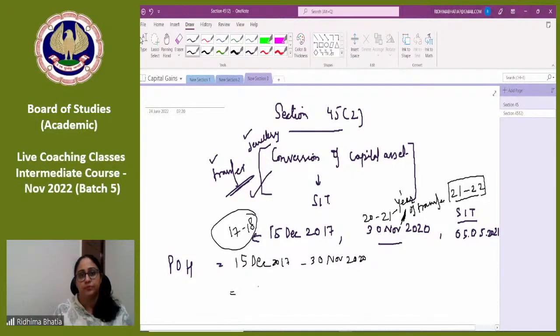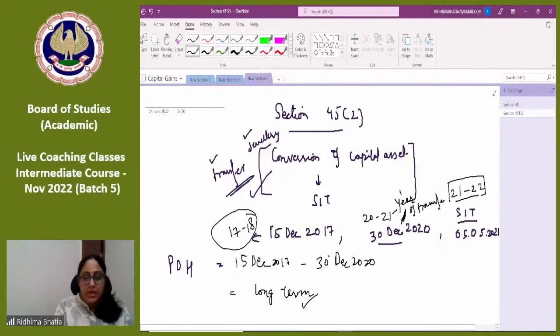It's jewelry. Or let me change it to long term because I want to explain the concept of indexation here also. One second. Let me make the asset long term. Now it's long term. Correct? Yes. On year of transfer we all agree. Period of holding is also long term.